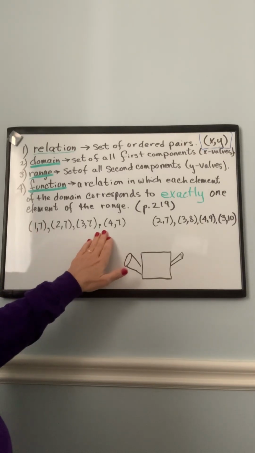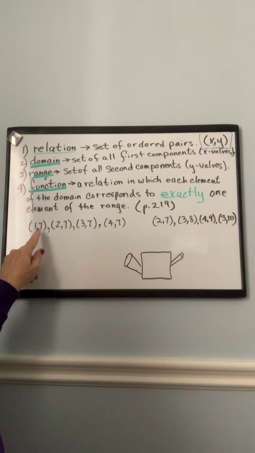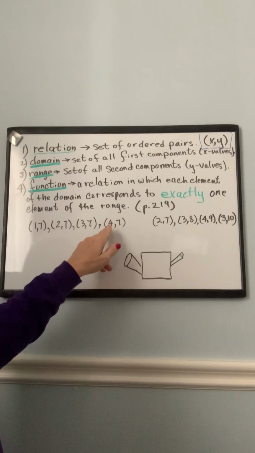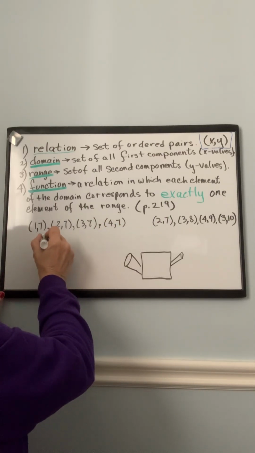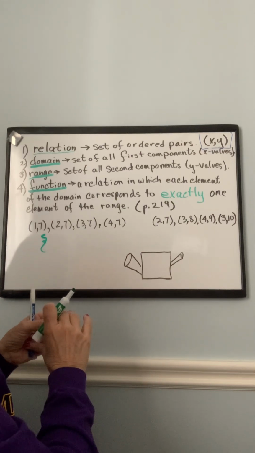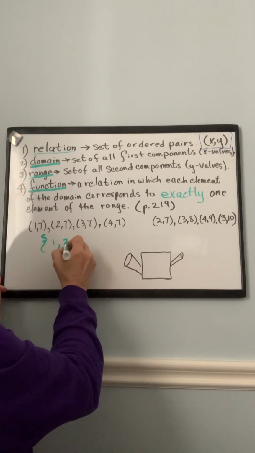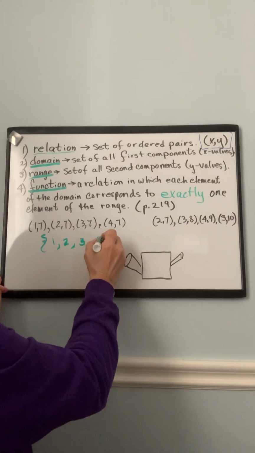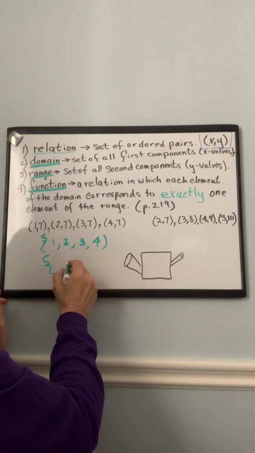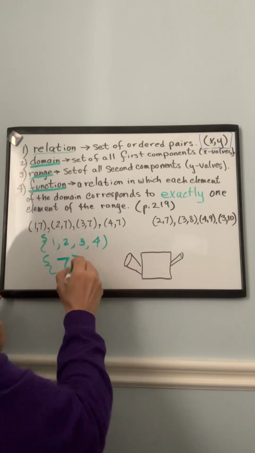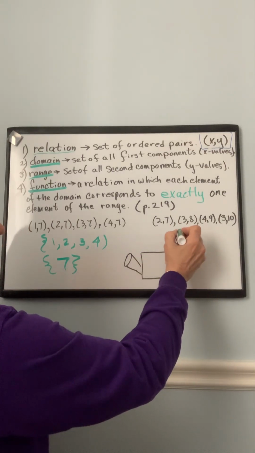I have given an example here of a relation. Here's a relation, the ordered pairs 1, 7, 2, 7, 3, 7, 4, 7. So if you're asked to list the elements of the domain, remember the domain is all the components that are X values. So for this case, it would be 1, 2, 3, 4. All right, now if it asks for the range values, all of our range values are the same, and that value is 7.